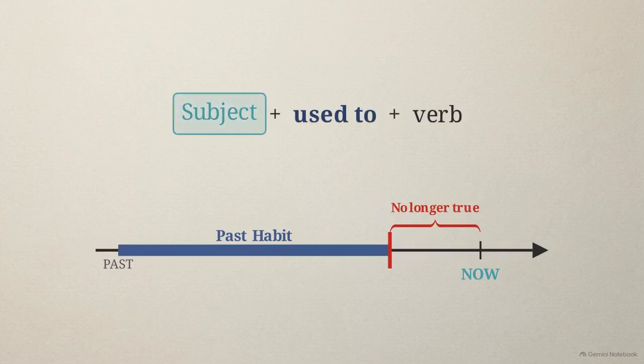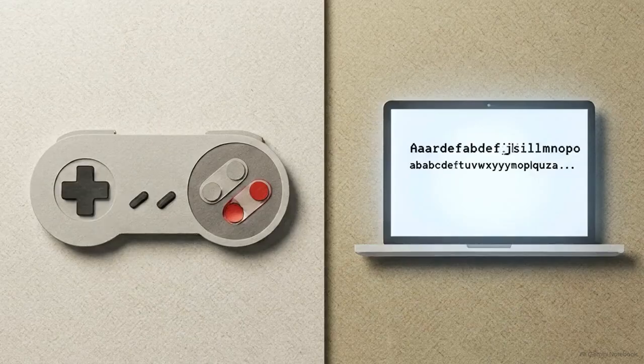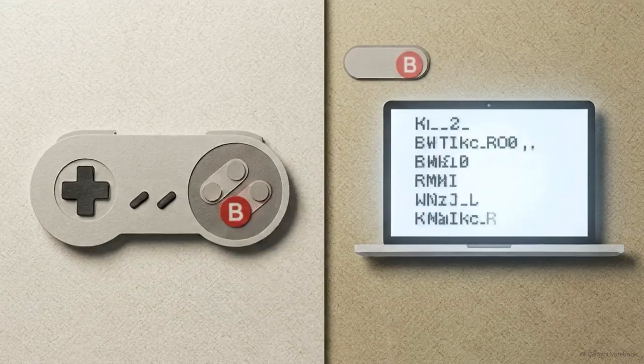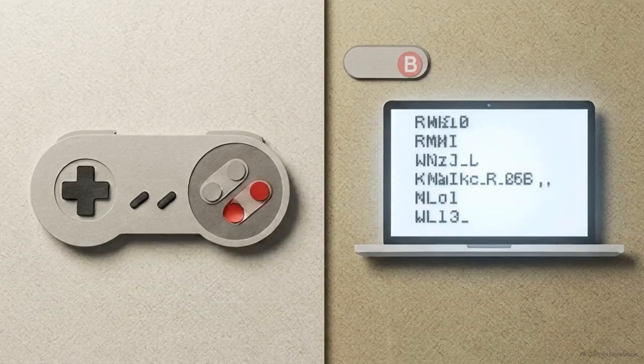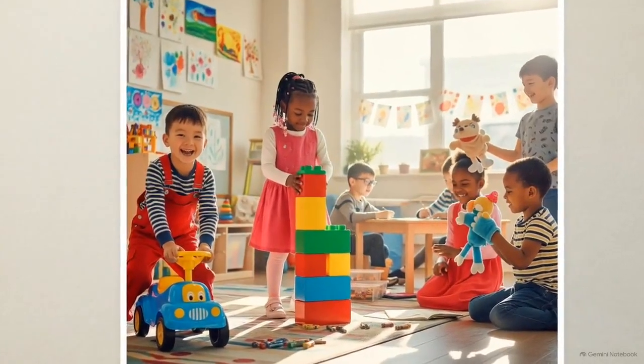Putting these sentences together is simple. You start with who you're talking about, add the phrase "used to," and then add the action. For example, when I was younger, I used to play video games all weekend. Now I work on a laptop. Or, looking at these kids, you might say, I used to build towers with blocks.